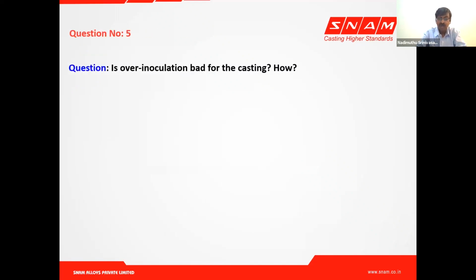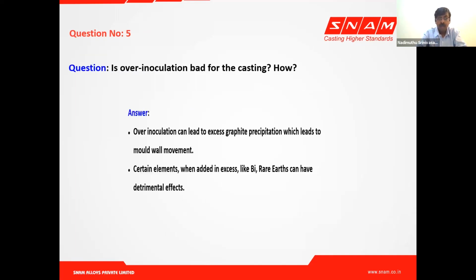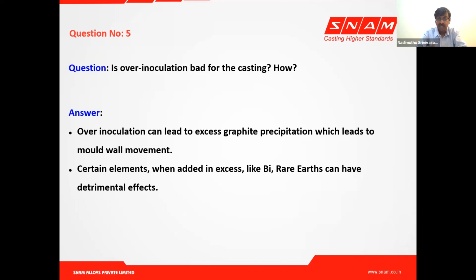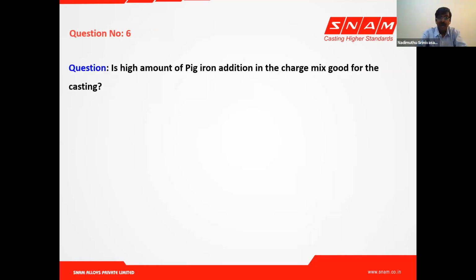Is over inoculation bad for the casting, and how? Over inoculation can lead to excess graphite precipitation, which can lead to mold wall movement. And you also have some special inoculants like bismuth and rare earth, which when they go into excess, provide you with detrimental effects of carbide formation or machinability issues naturally.